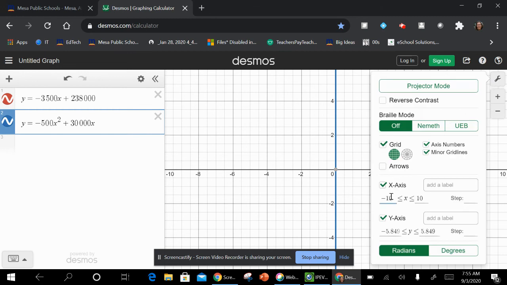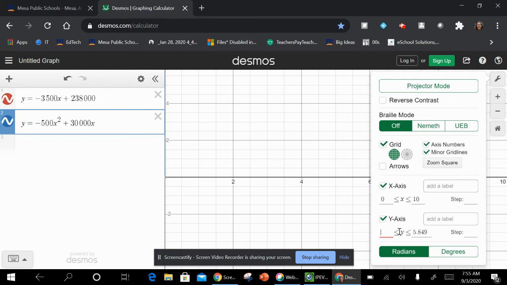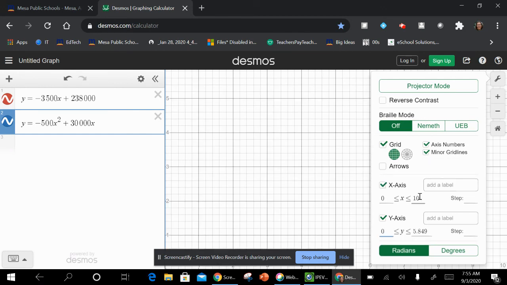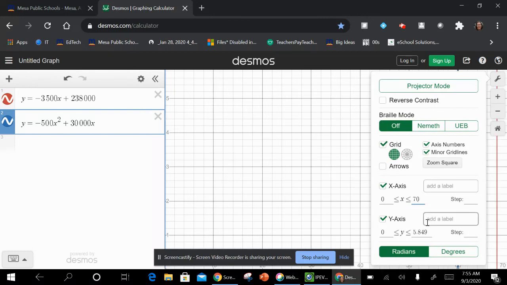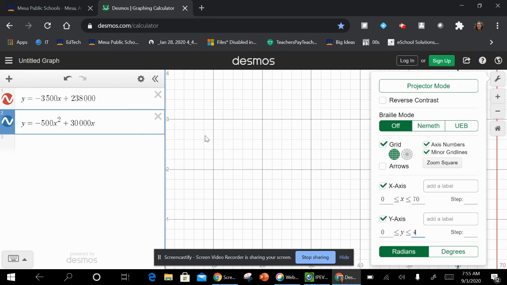For X and Y, our minimums are both going to be at 0. Our X minimum, we already know we need it to be greater than 68, so I'm just going to put it at 70 so we can see it. For Y, I'm going to go a little bit over. We know this is 238,000, but I'm going to put it over, so I'm actually going to try 400,000. I'm going to try 450.